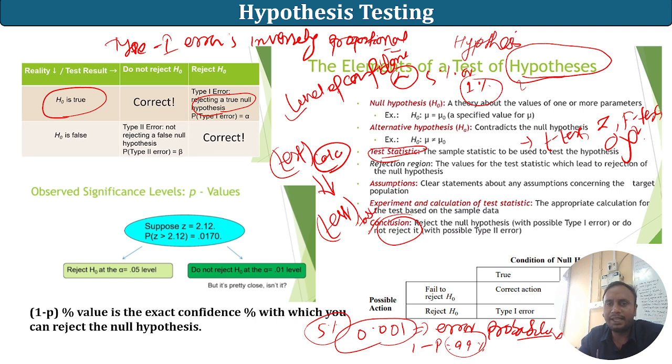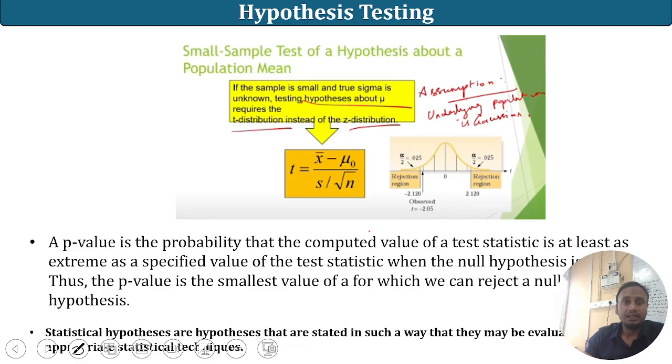So this is the whole idea about type 1 error and type 2 error. Type 1 error is something like we are not going to reject the null hypothesis, but it was true. But that is something we are not able to do in two terms, but in a different context. Then we come to the p-value, which is the probability that the computed value of the test statistic is at least as extreme as a specified value. It's going to be a rejection region.